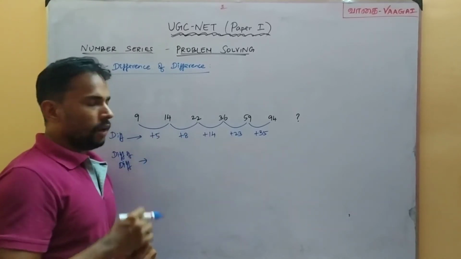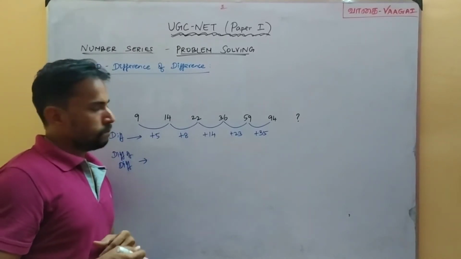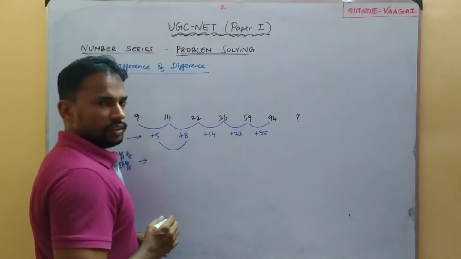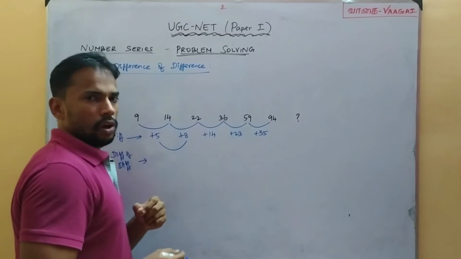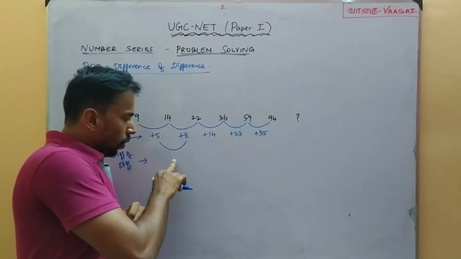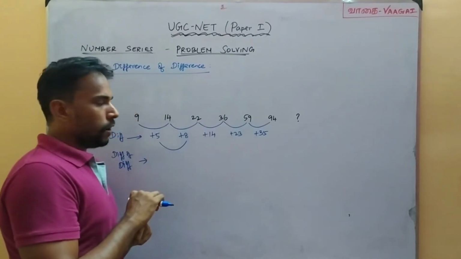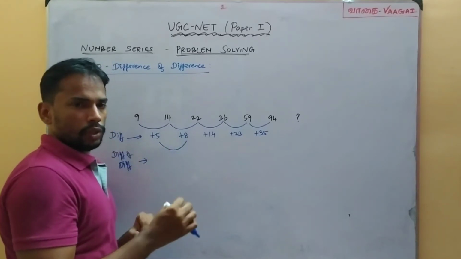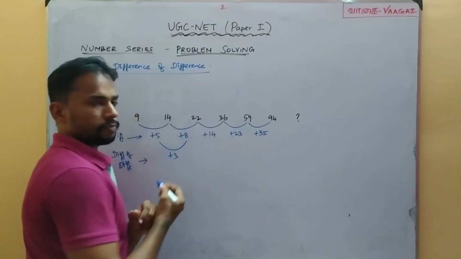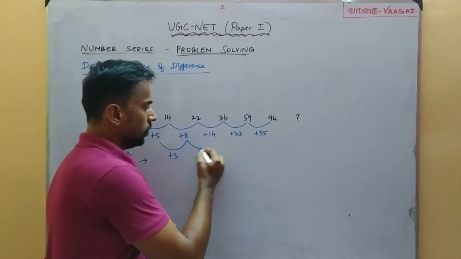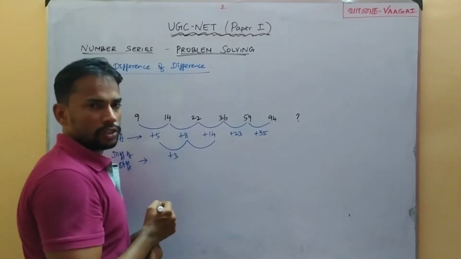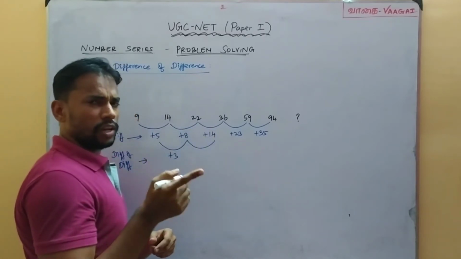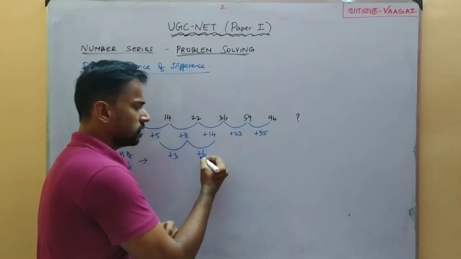Okay, let's see what happens if we do that. So 5, 8. Now I need to find the difference between these numbers, or I can even say 5 plus what number will give me 8. So I need to subtract 8 minus 5. Doing that, we get plus 3. Let's continue. Here 8, 14. How much is to be added? For which we need to do 14 minus 8. So 14 minus 8 will be plus 6.